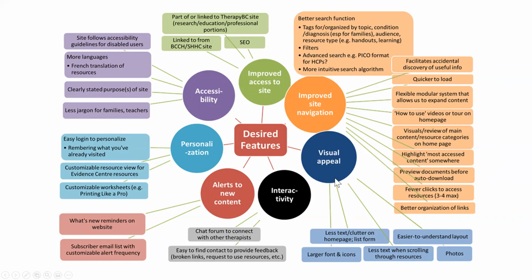First and foremost was visual appeal. They wanted the website to have less clutter, to use larger fonts, to use icons, to use graphic design principles to make it easier to understand and easier to find what you were looking for. They wanted it to be interactive, if possible, including a chat forum so that they could connect to other therapists, and certainly providing opportunities to contact for feedback where there were broken links, a request required for resources, or even recommending resources that should be on the website.